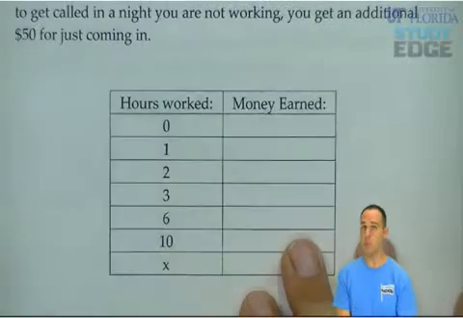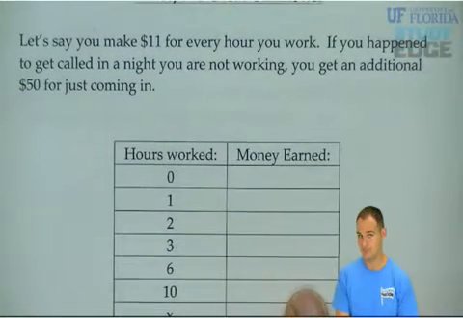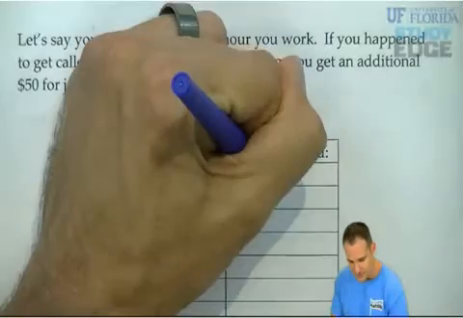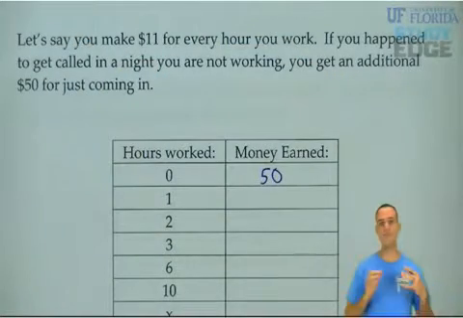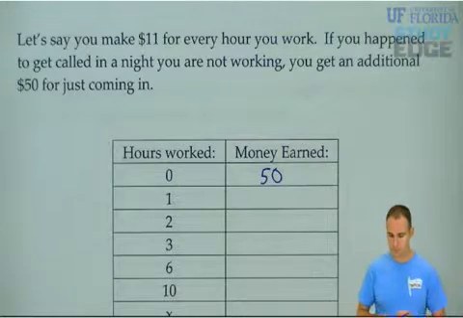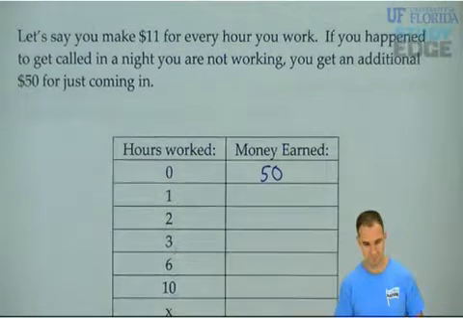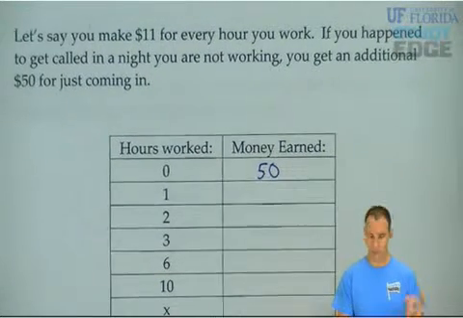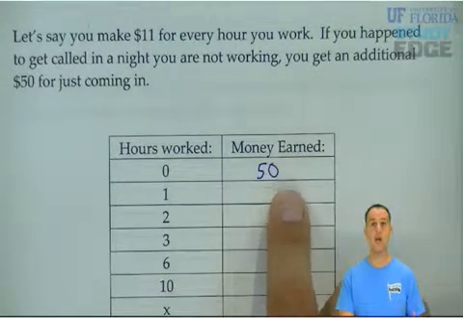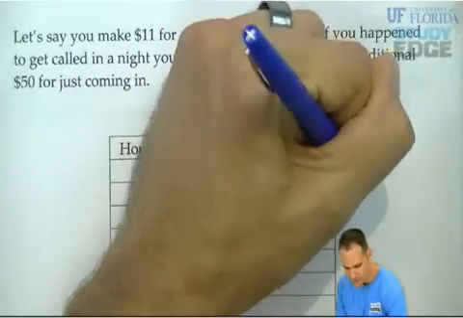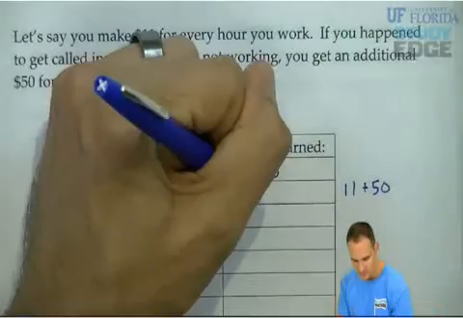You worked 0 hours. You walk in, how much do you get? Just for walking in, you get $50. Remember, that starts your shift off. Now, 1 hour later, how much money did you earn? Well, $50 plus, you got $11 for that 1 hour. So you'd say, I got $11 plus 50, which will give me $61.